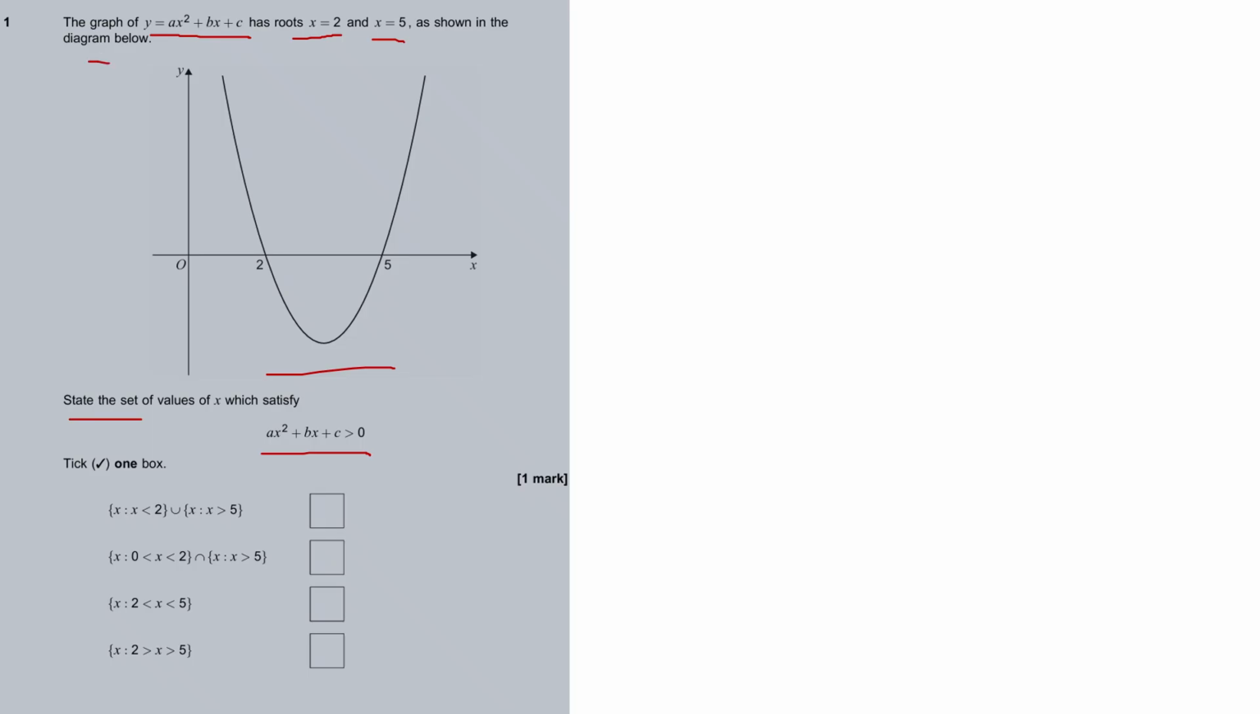It says state the set of values of x which satisfy ax squared plus bx plus c is greater than 0. So what this is saying, guys, is when is it above the x-axis? At what point or points is this quadratic curve above the x-axis? Well, we can see it's above it when x is bigger than 5, or when x is less than 2. Because if you look here, the quadratic graph is above the x-axis when x is greater than 5.